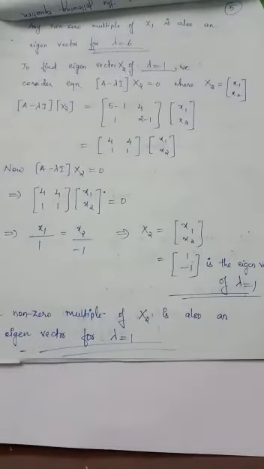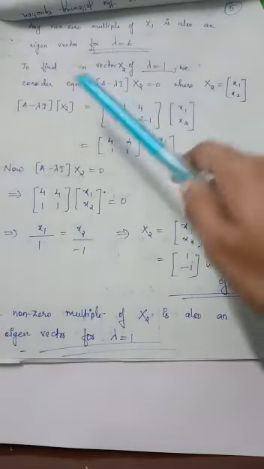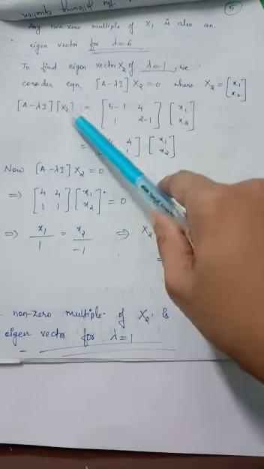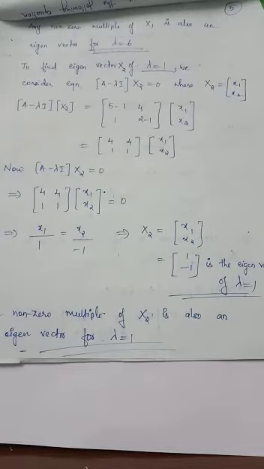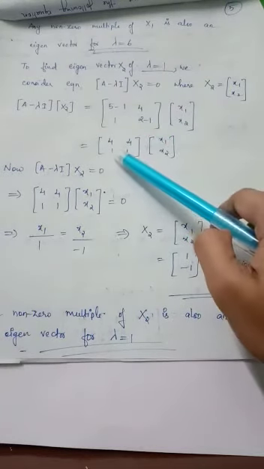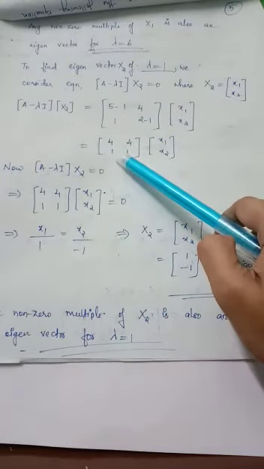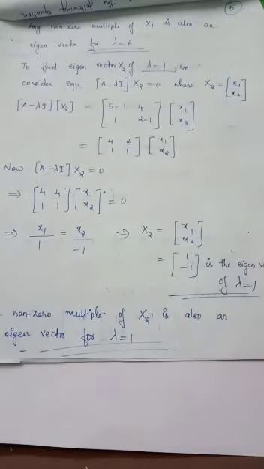To find the eigenvector of eigenvalue lambda equal to 1, we follow the same steps. A minus lambda I into x1, x2, where x1, x2 is the required solution matrix or the eigenvector. We substitute the value lambda equal to 1. So this is the resultant matrix. From this matrix we are going to find x1 and x2.